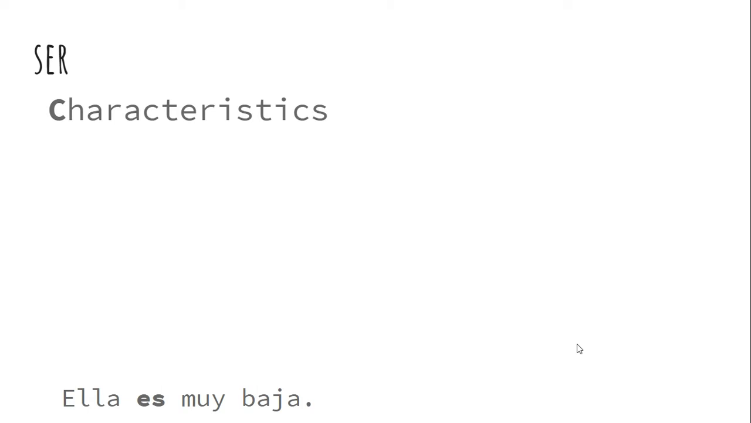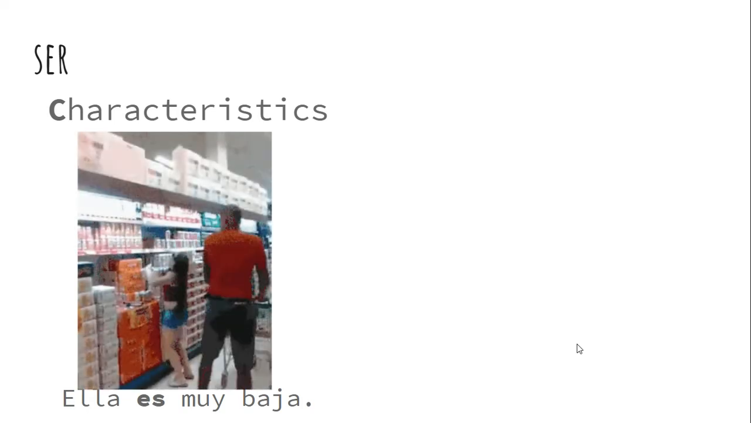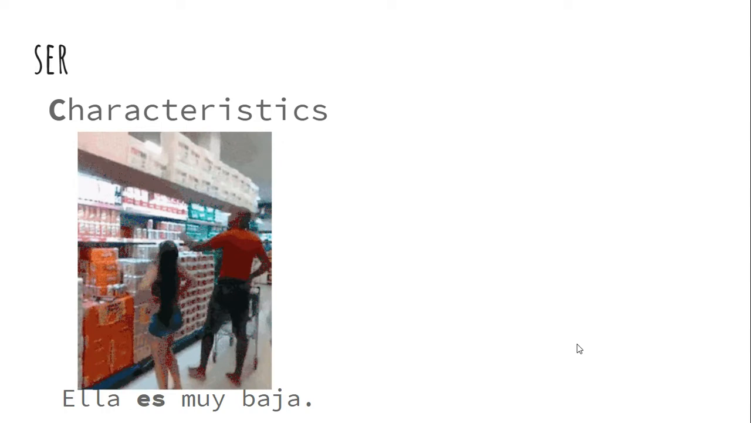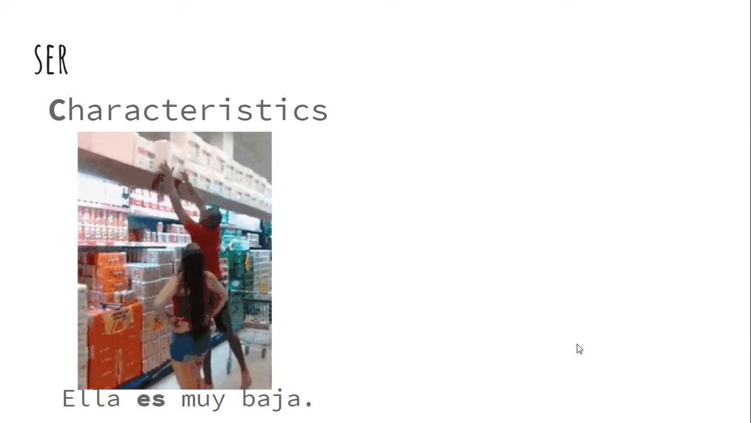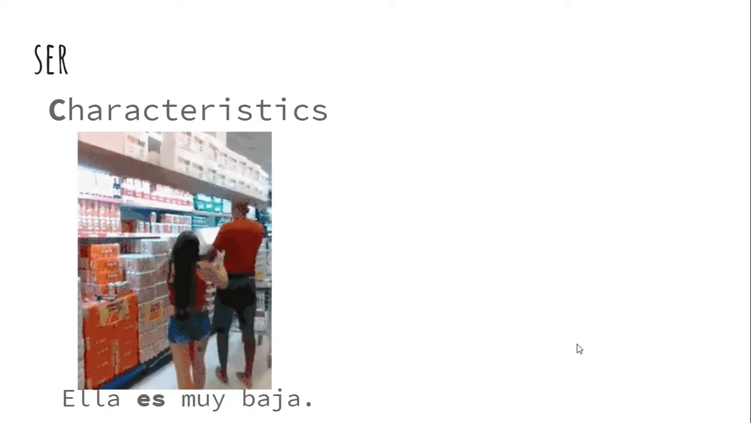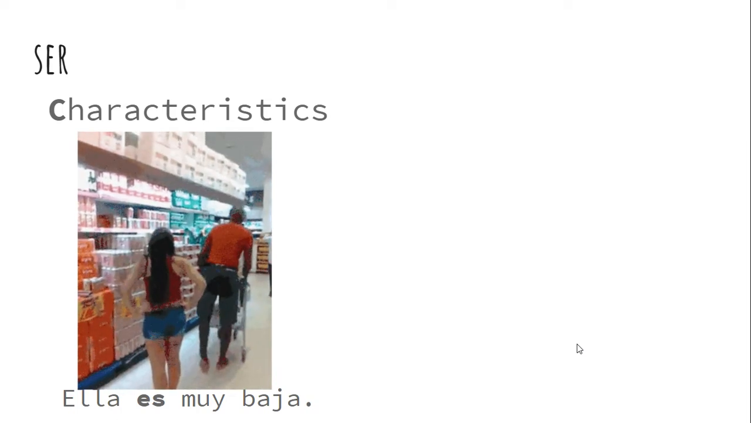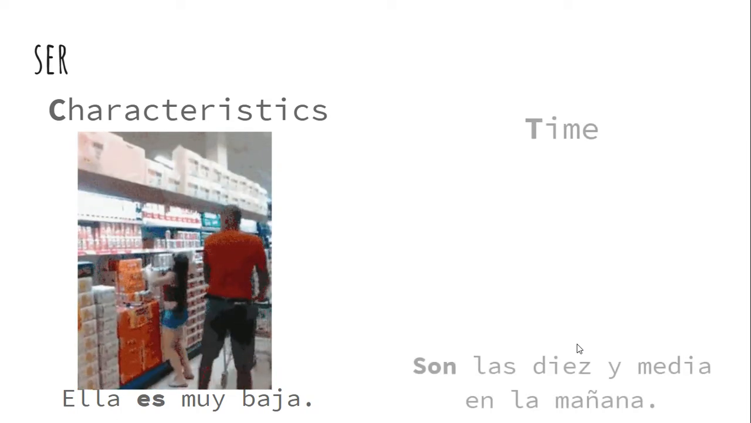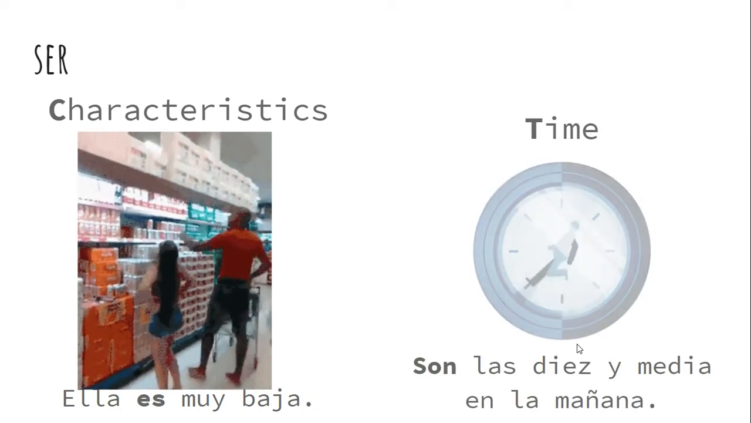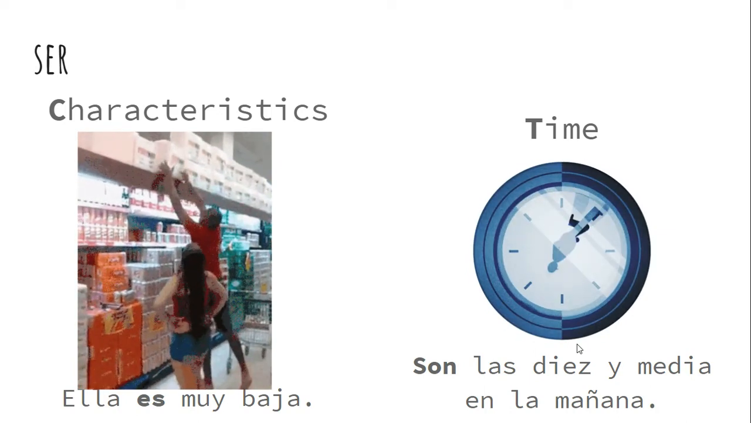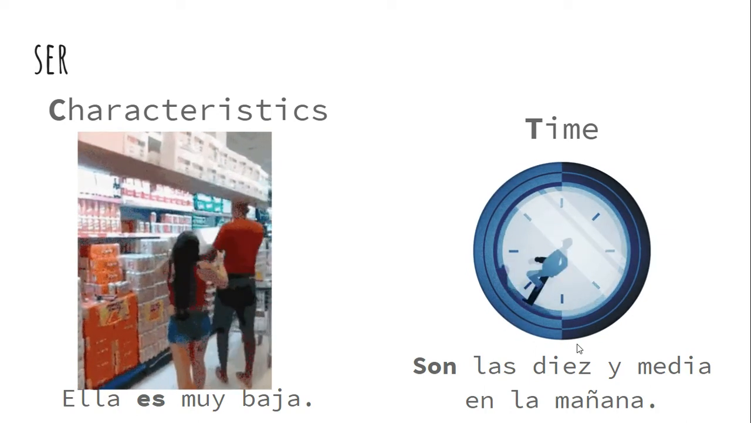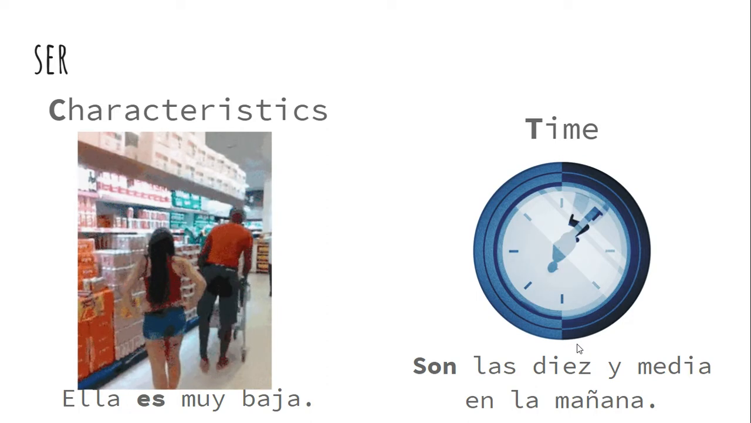The C stands for characteristics. Por ejemplo, ella es muy baja. She is very short. Él es muy alto. He is very tall. The T stands for time. Son las 10:30 en la mañana. Es la 1:30 en la mañana.